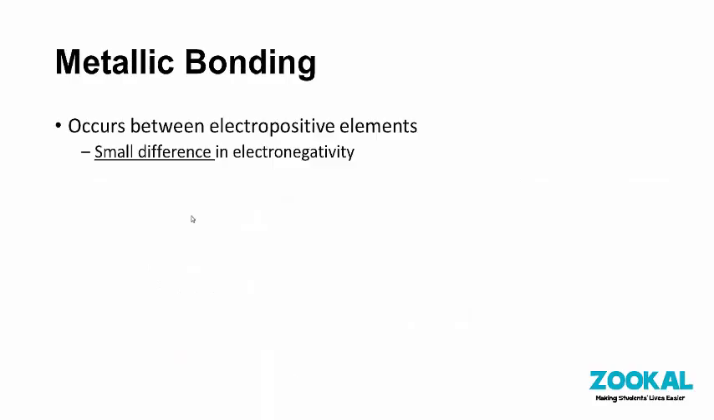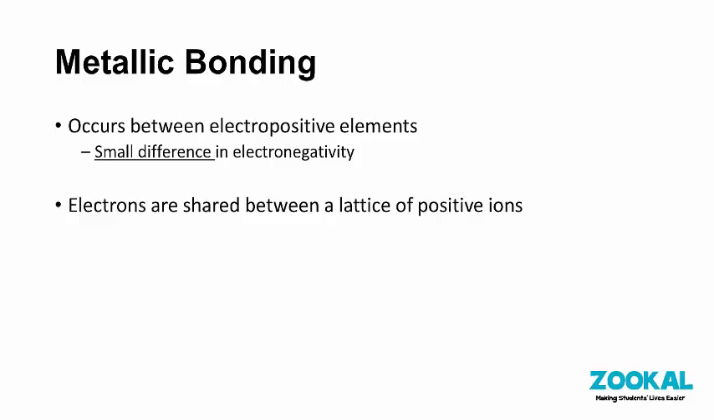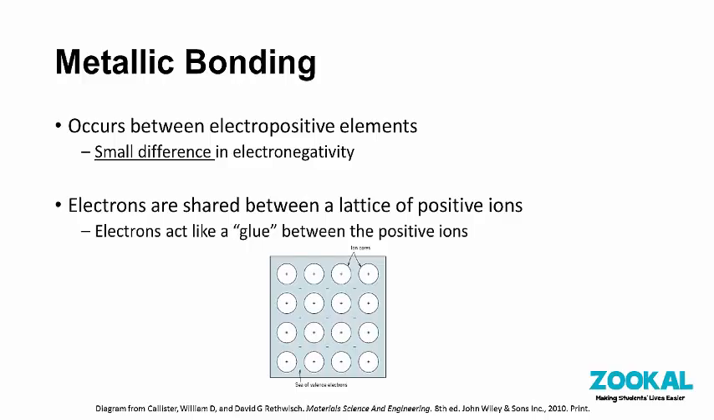Metallic bonding occurs between two electropositive elements, where each atom wants to lose electrons. They have a small difference in electronegativity as a result. Electropositive atoms can achieve this by donating their electrons to a communal pool, or a sea of electrons. The electrons move about freely between the ions and act as a glue that holds the positive ions together.